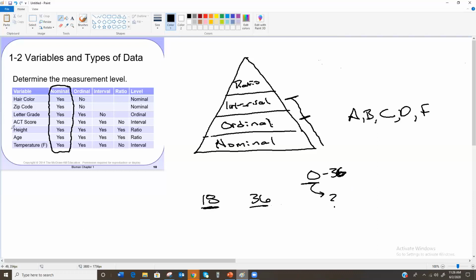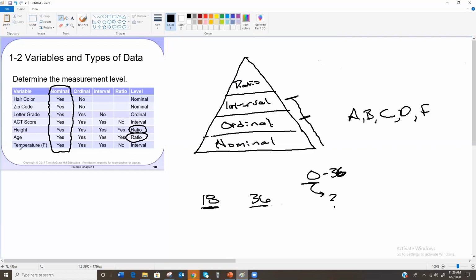Okay, height we already talked about. It's one that does reach the ratio level because it's obviously nominal. Everything's nominal. You can order heights. The intervals are equal. You have a true 0 and the ratios. Twice as tall is 20, or 4 feet is half as tall as 8 feet, and so on. And same thing with age.